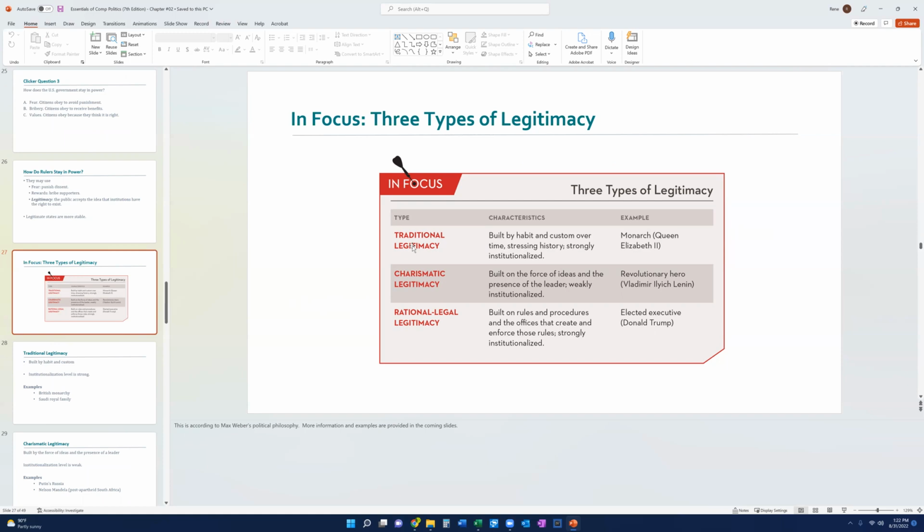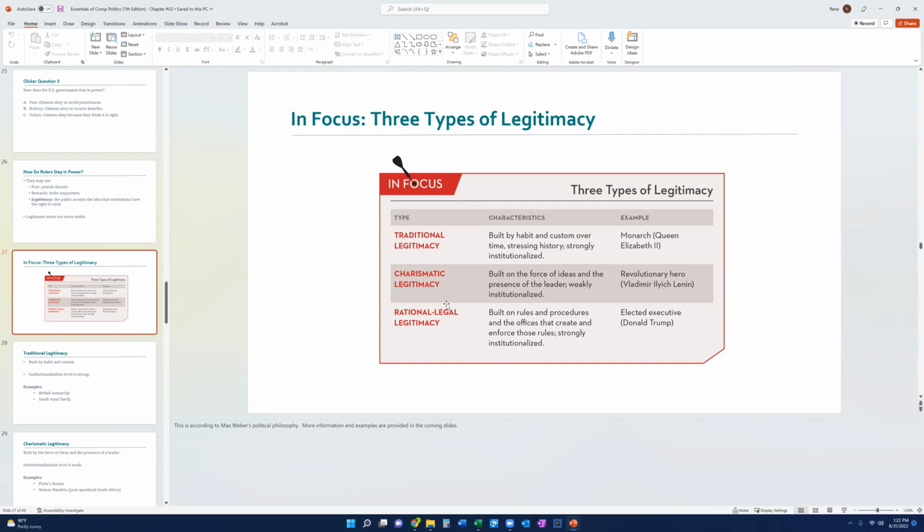Charismatic legitimacy is built on the force of ideas and the presence of the leader. It is weakly institutionalized. It's literally just going to be either a group of leaders or, more likely than not, it's going to be the top guy and the other dogs.